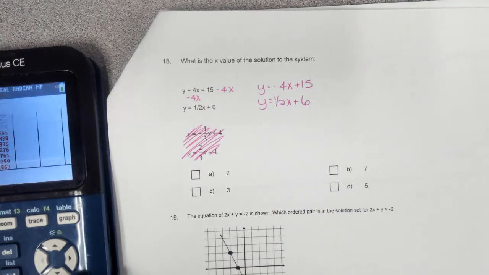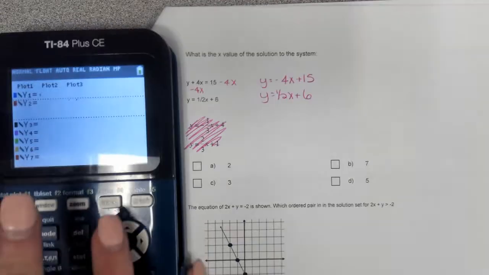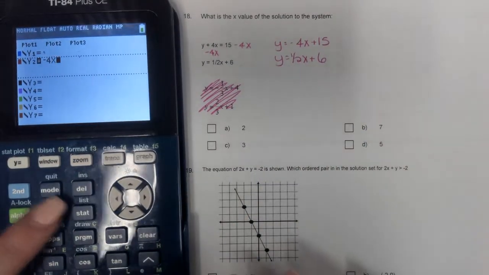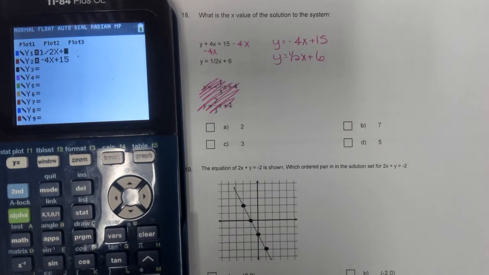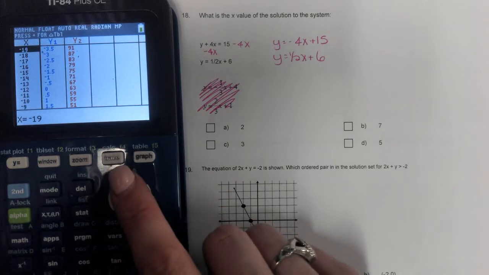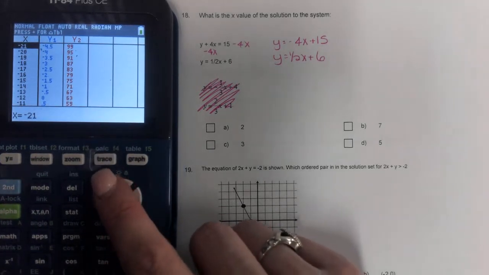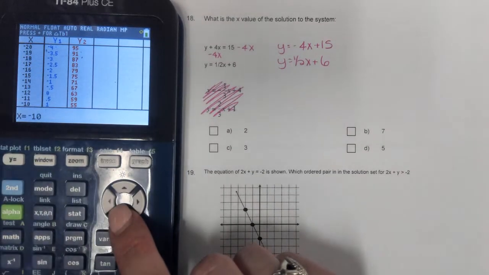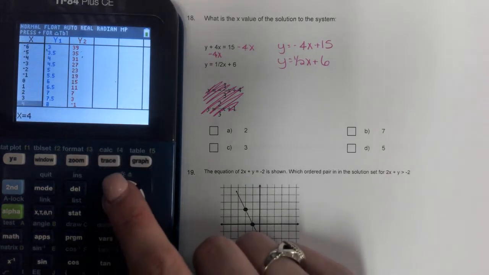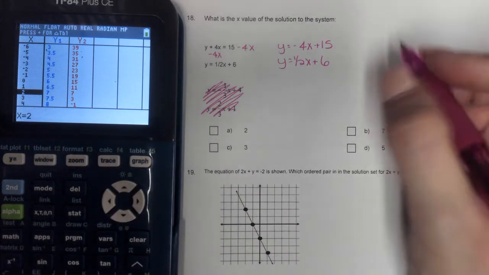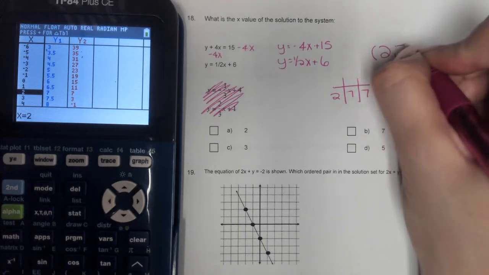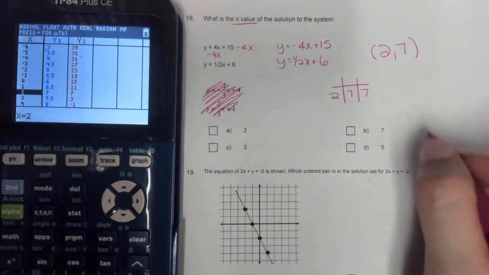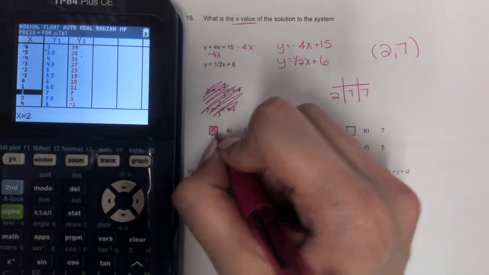So I'm going to put these both in y equals: negative 4x plus 15 and 1/2 x plus 6. And I'm looking for the solution. Where are these the same? Right here at 2, they both equal 7. So your solution is (2, 7). But it specifically wants the x value, which is the 2.